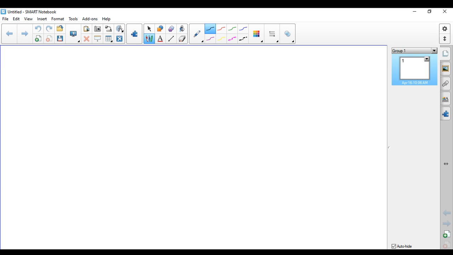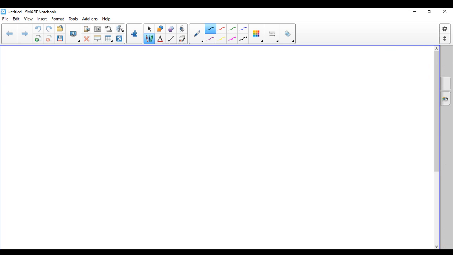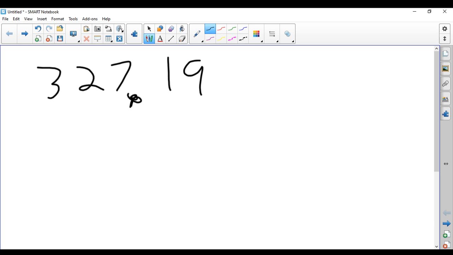Yesterday, we specifically talked about place value, and a big reminder from yesterday was that if we have two different numbers, we always line up the decimal, things of the same place value. So here I have 327 and 1900ths. It's the first time that I'm allowed to say "and" because of the decimal.